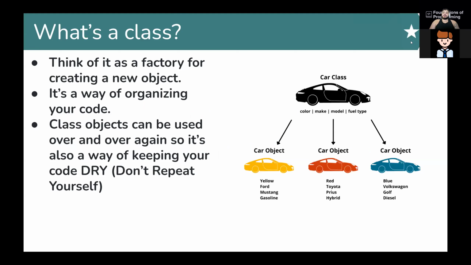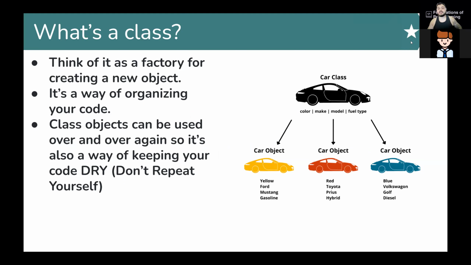And the first thing we're talking about is what is a class. My favorite part about classes and objects is it's kind of like seeing it come to life. A class is really what I like to call a blueprint. Think of it as a factory for creating a new object.